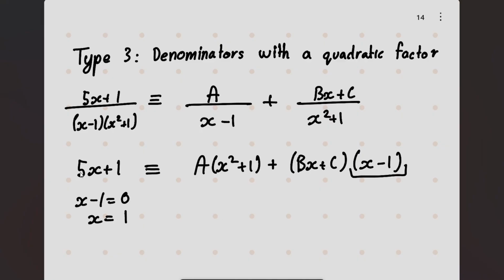Now be careful, you also have an x value on the left hand side, so you're going to take that into consideration as well. So what you're going to get is 5 times 1 plus 1 is equal to, in the bracket you're going to have 1 plus 1, and that's just 2a. And since x minus 1 was equal to 0, this will just be 0. So you only have 5 times 1 plus 1 is equal to 2a, and a is equal to 3.